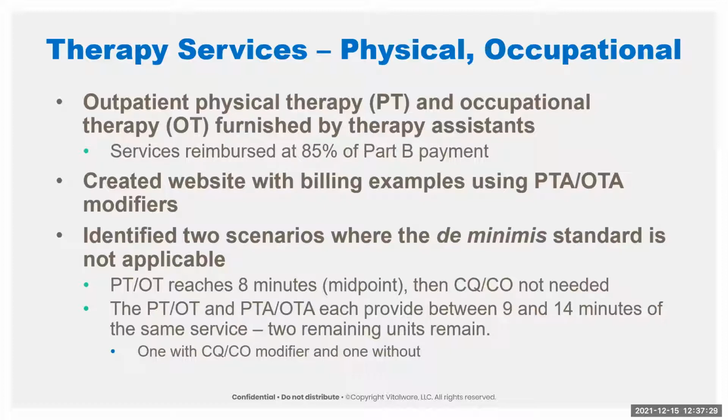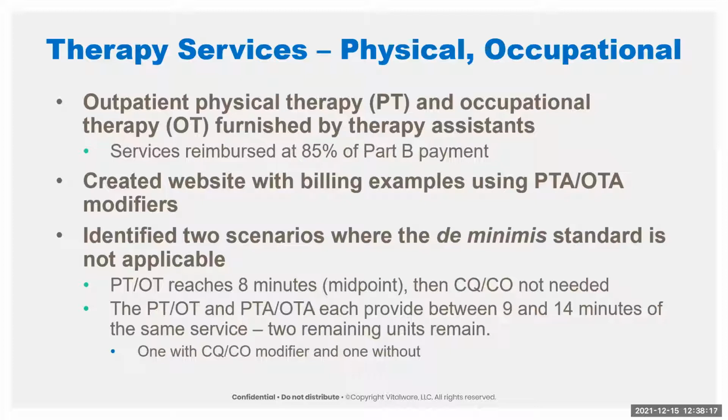They have identified two scenarios where the de minimis standard is not applicable. And that's where they have to at least meet the midpoint by the physical therapist and the occupational therapist. And then let's say the other 6 minutes was provided by the assistant. Because the therapist reached that midpoint, then the CQ or the CO modifier is not needed. And that's the CQ and the CO is for reporting that the service was provided with a therapy assistant.